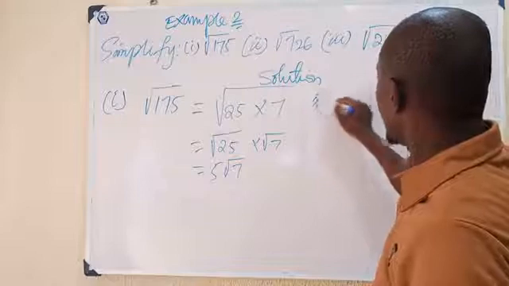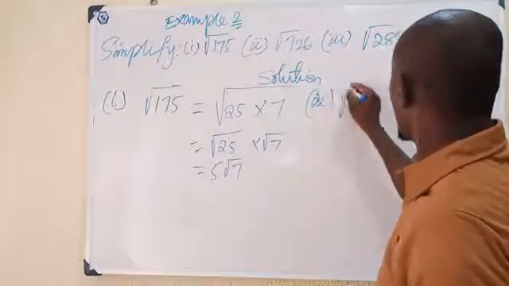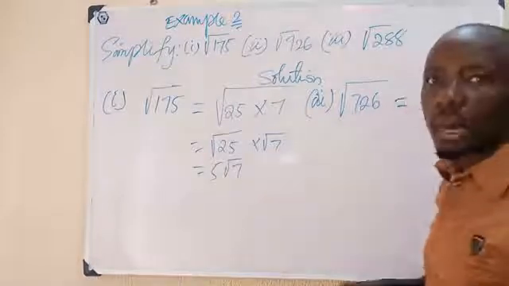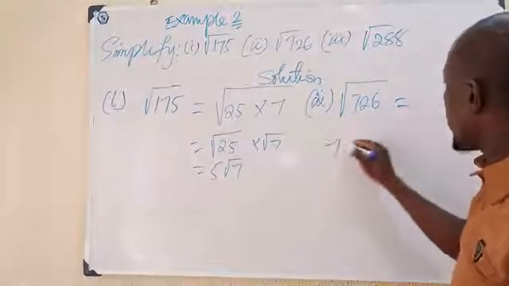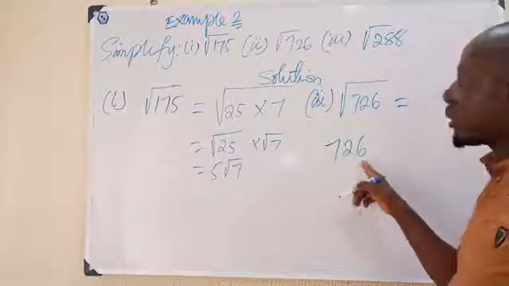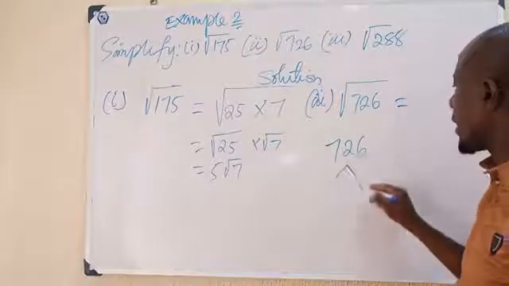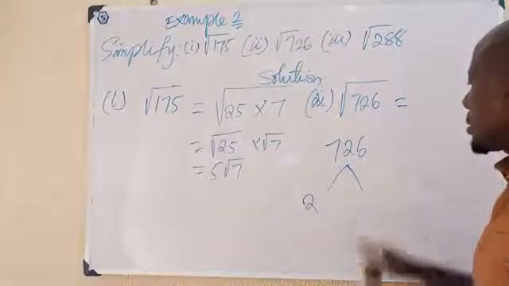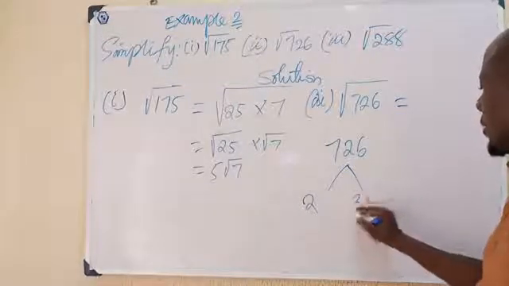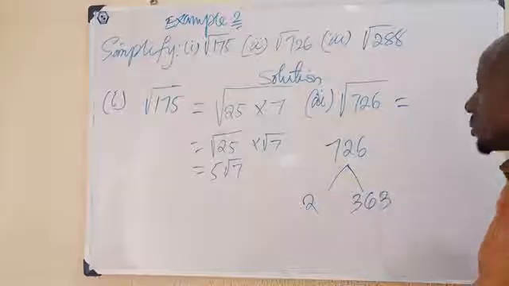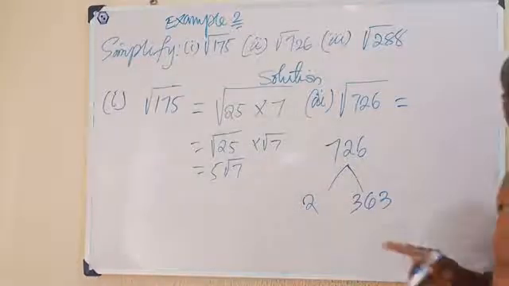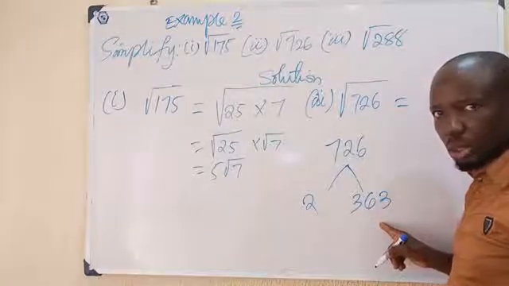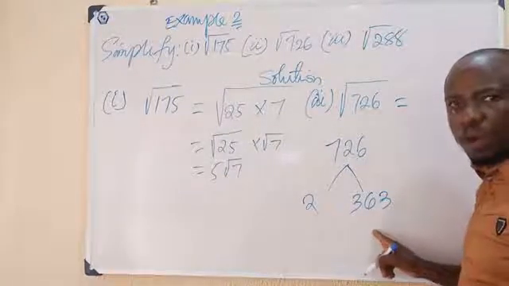Root 726. So let's look for the factors of 726. The last digit here is divisible by 2. So you put 2 here. So 2 into this will give us 363. Now can we work with this? Not sure. We cannot work with it because this number is not a perfect square.